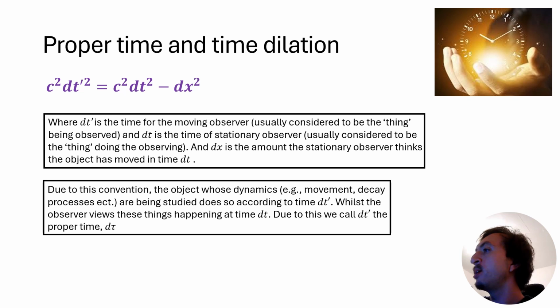And so dt prime is a natural passage of time for the moving observer, and therefore when we're talking about decays of particles and things like that, because these things happen in accordance with time from the particle's perspective, dt prime is the correct measure of time, so it's sometimes called a proper time. You also see proper time in general relativity.